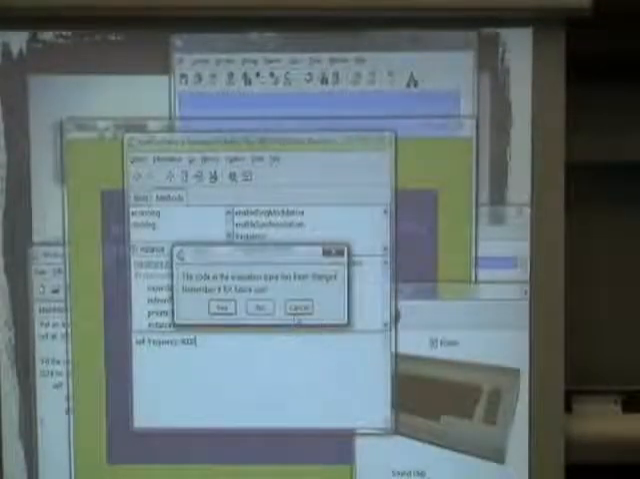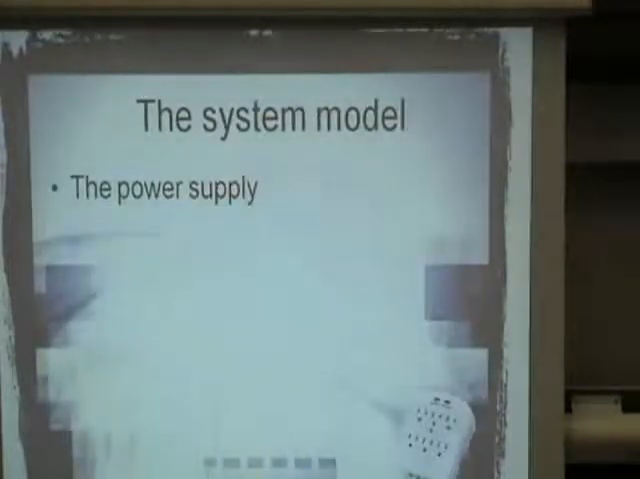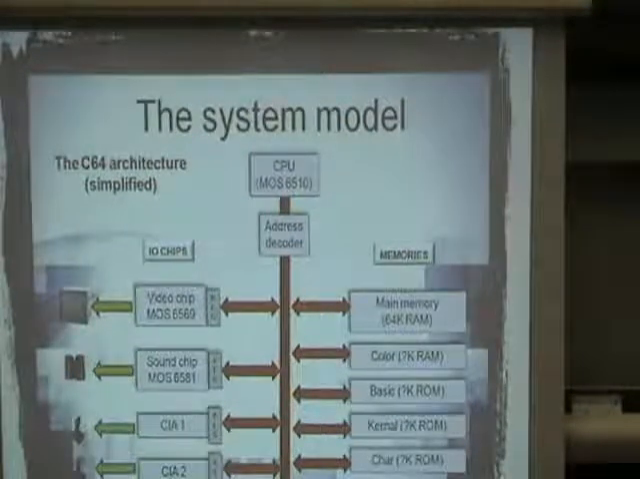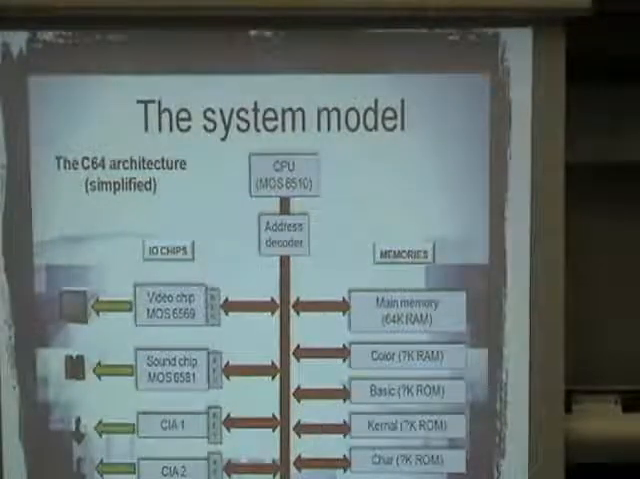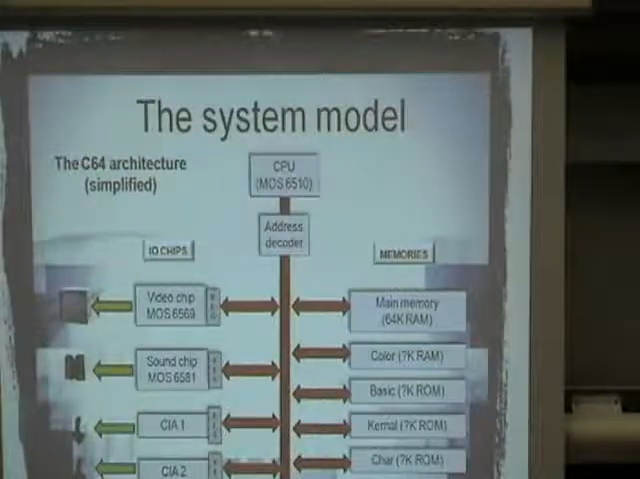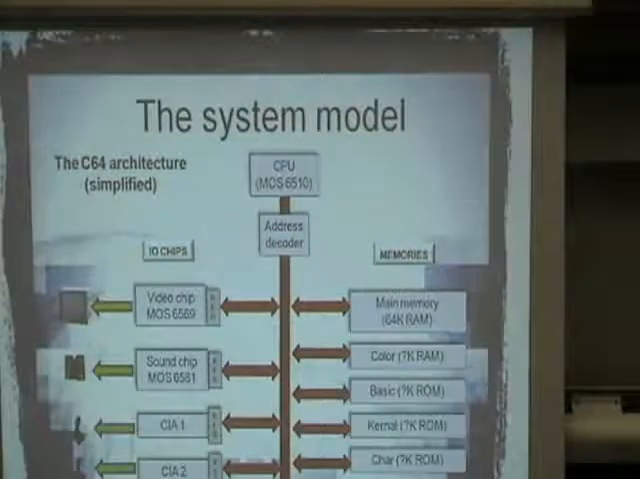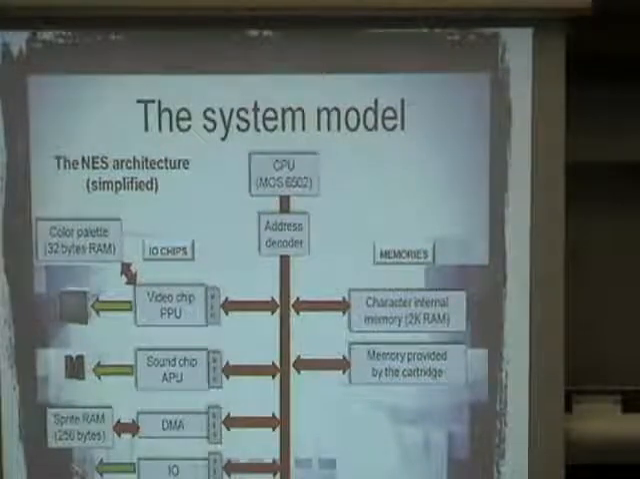Let's return to the slides. Well, so here we can identify these groups. We have memories, we have input-output chips, we have the CPU with the address decoder, and we have some chips that interface with the peripherals of the machine. Well, this is the Nintendo architecture. They are pretty similar, if you see. It also has memories, input-output chips, an address decoder, a CPU, and peripherals. There are lots of things in common between them.